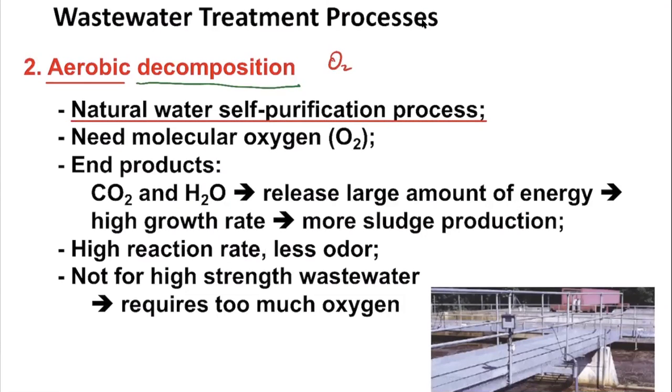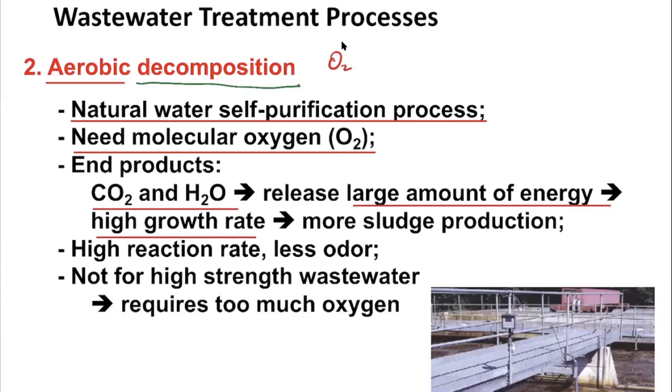So what happens in rivers or lakes is also happening in this activated sludge process. So it needs molecular oxygen. And in terms of the end products, it produces carbon dioxide and water. And at the same time, it releases a large amount of energy. And because of this large amount of energy, that can lead to a high growth rate. Okay, so the bacteria can do more anabolism from the aerobic decomposition.